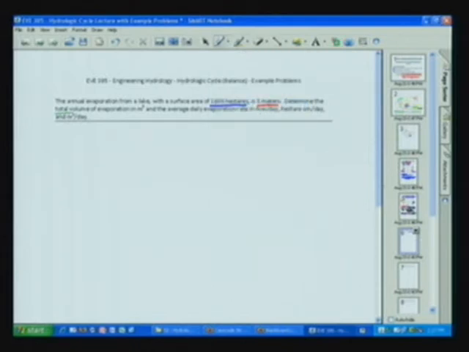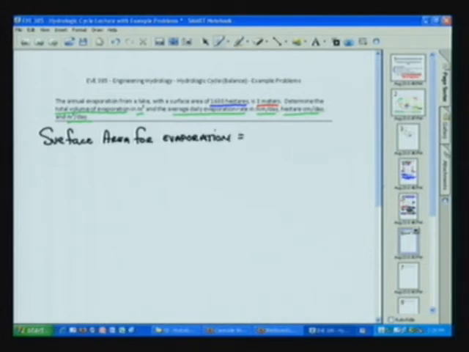And then, so we want to find the total value of evaporation, and we want to find it in cubic meters, average daily evaporation rate, millimeters per day, hectare centimeters per day, and cubic meters per day. Okay, so when we take a look at this, the surface area for evaporation is 1,600 hectares.